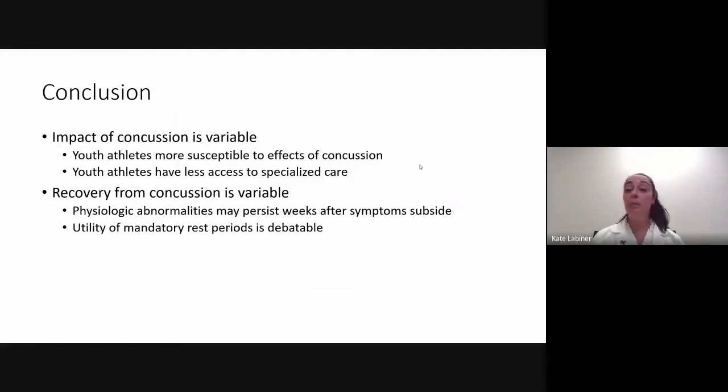Recovery from concussion is variable for every person. If you've seen one concussion, you've seen one concussion in that kid. And even a concussion in the same child may look very different, even if there's a similar mechanism of injury. The physiologic abnormalities may persist for weeks even after the symptoms subside, meaning that you may not feel like yourself. You may feel foggy. You may feel irritable, and that would also be normal. The utility of that mandatory rest period is really debatable, and especially in kids, the social aspects of being at school or being with your team, even if you are not practicing or not able to play, become very important.